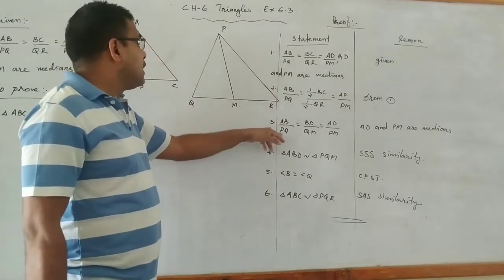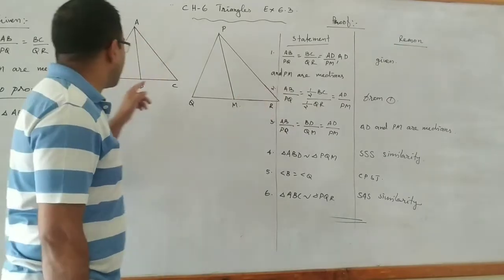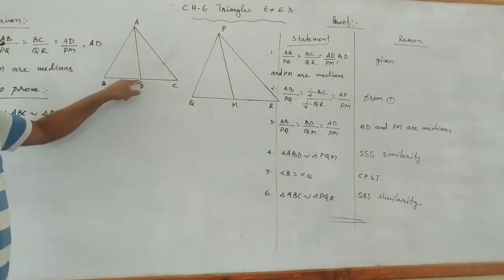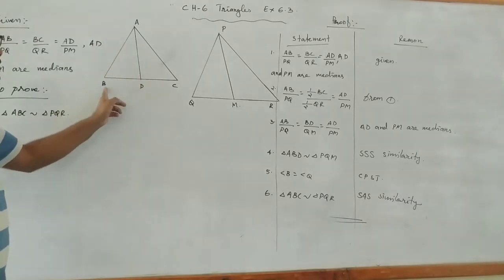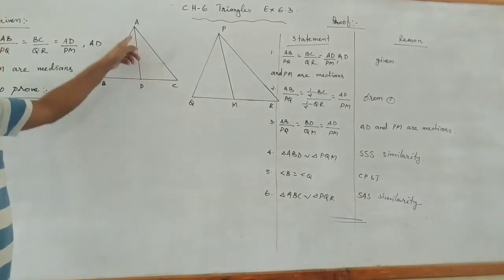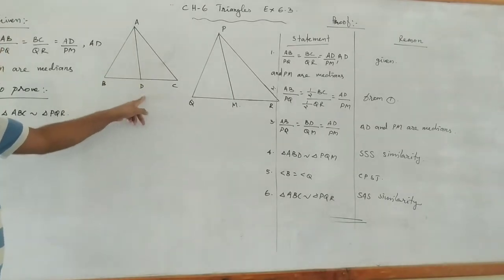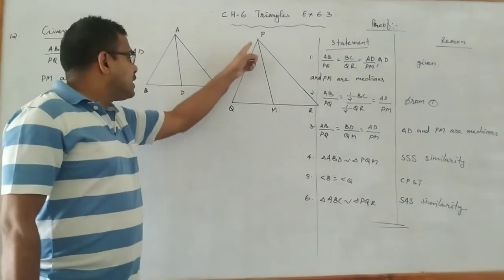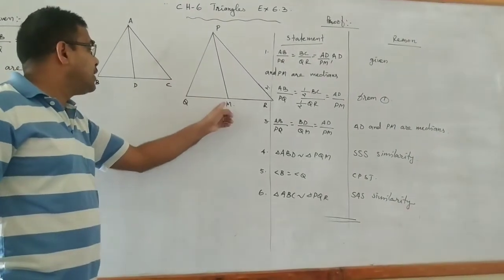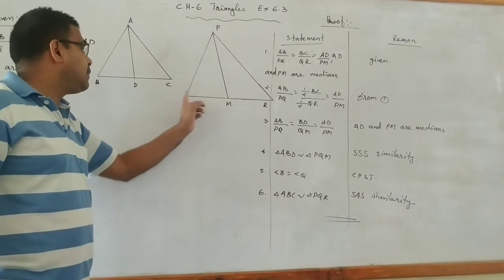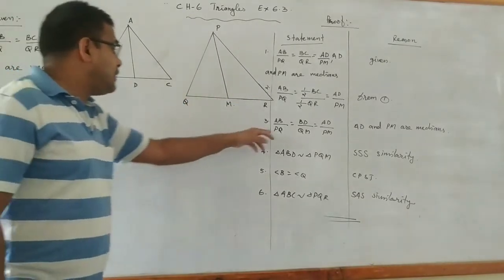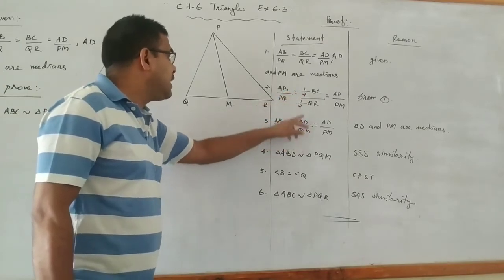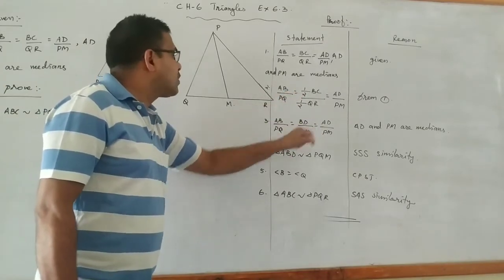Now you listen. AB by PQ equals half BC. See, we know AD is the median, so D is the midpoint of BC. Instead of half BC, we can write BD, because AD is the median, D is the midpoint of BC. The same way, instead of half QR, we can write QM because PM is the median, M is the midpoint of QR. That is why we can write the same statement: AB by PQ equals, instead of half BC, it is BD, instead of half QR, it is QM, equals AD by PM.